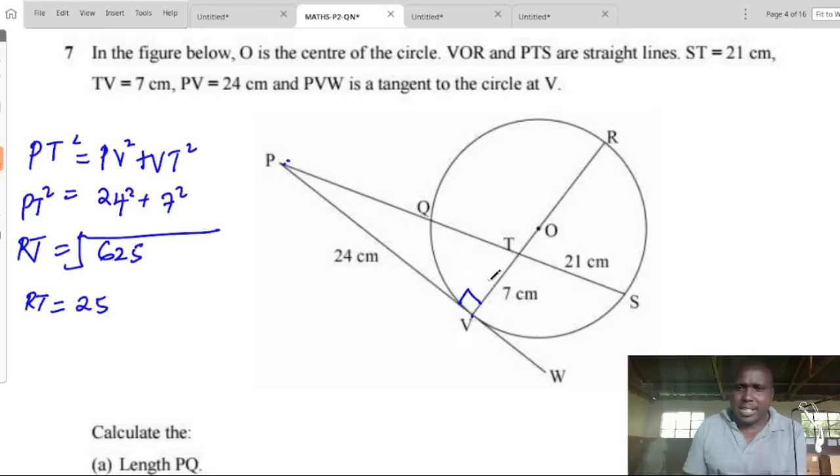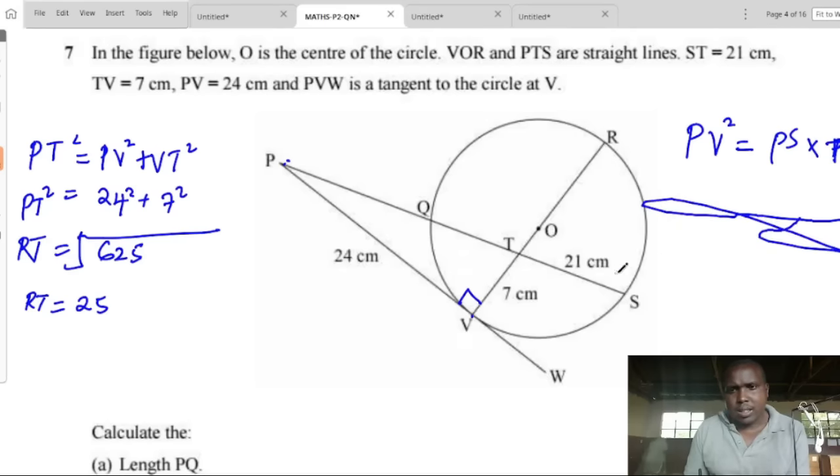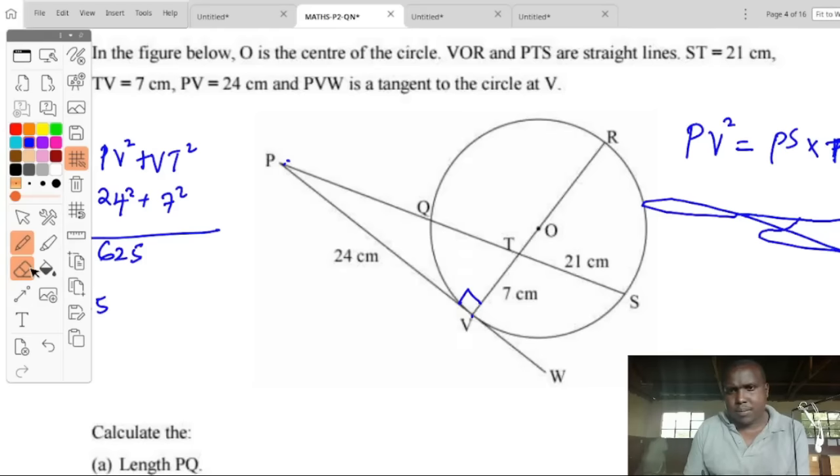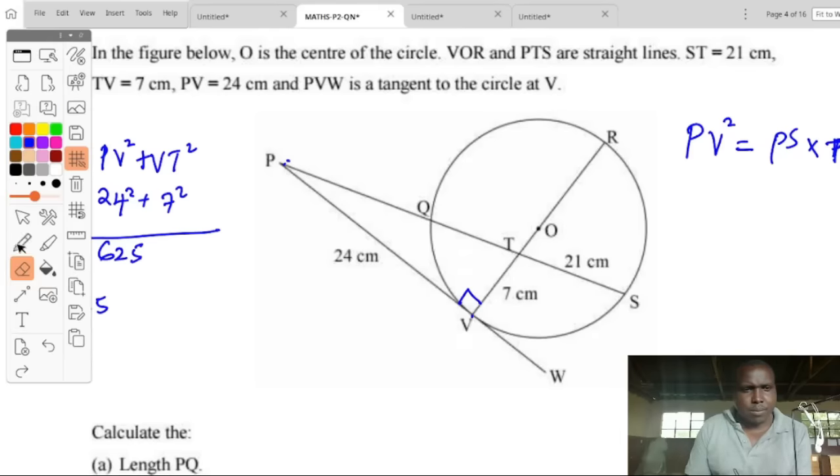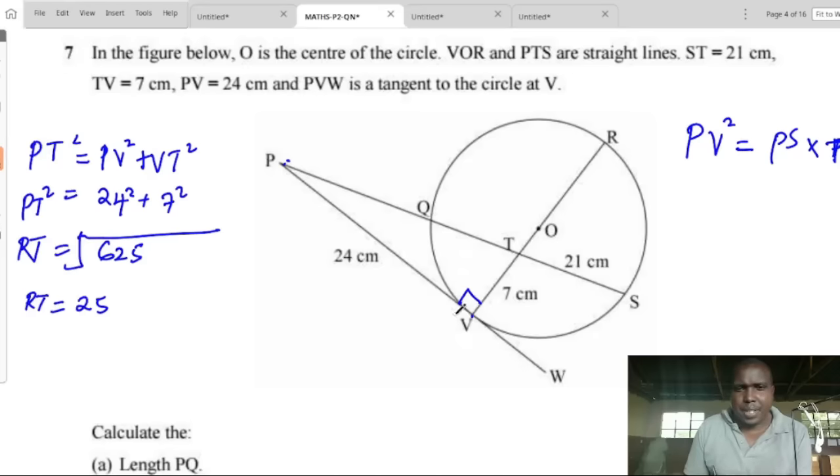We need that. Why do we need that? Look at this formula. PV squared is equal to PS times PQ, TQ, or QT, times PV squared equal to PS times PQ.